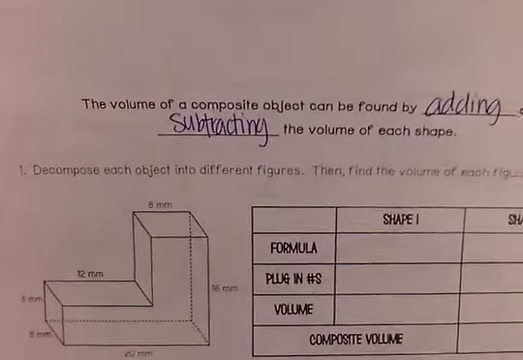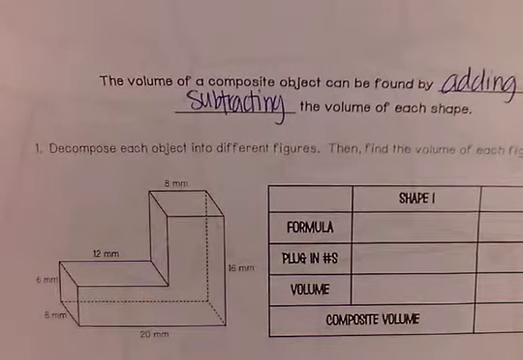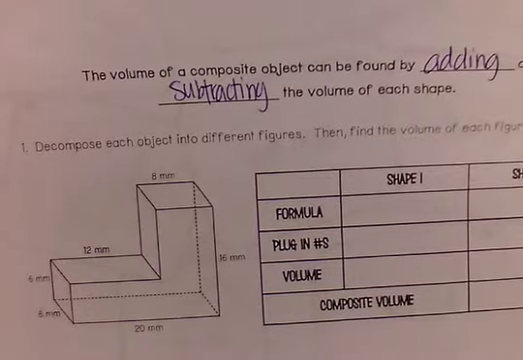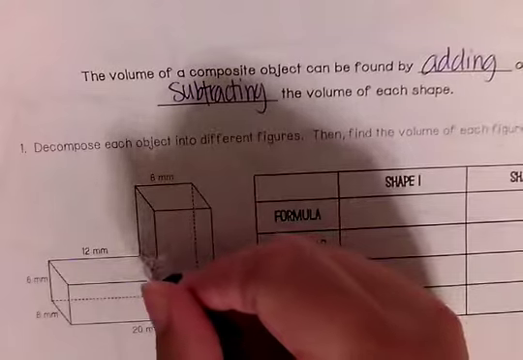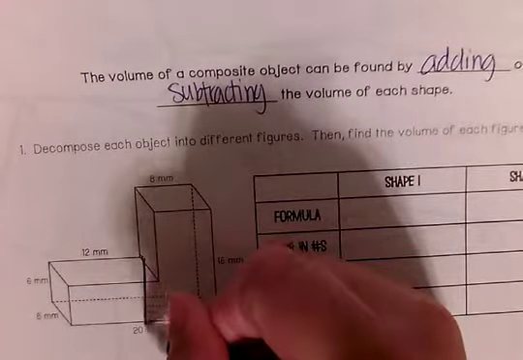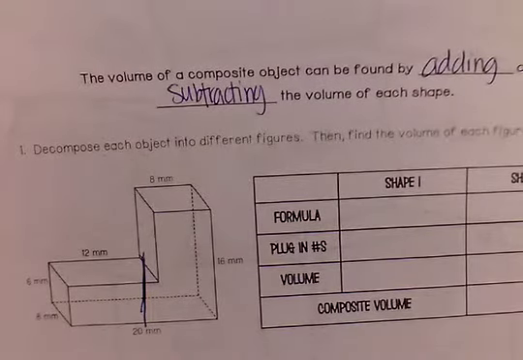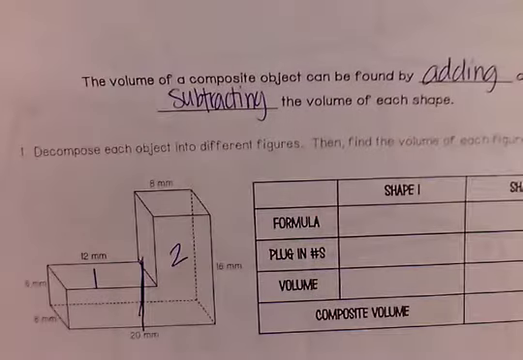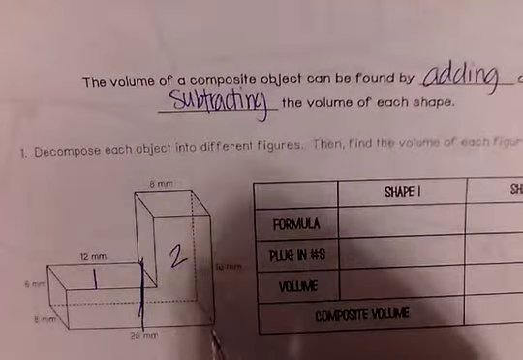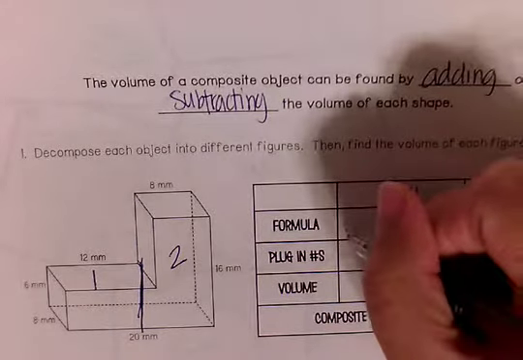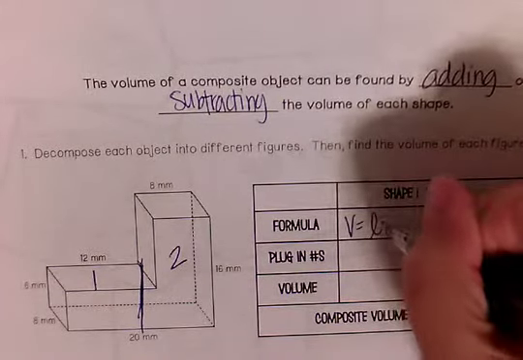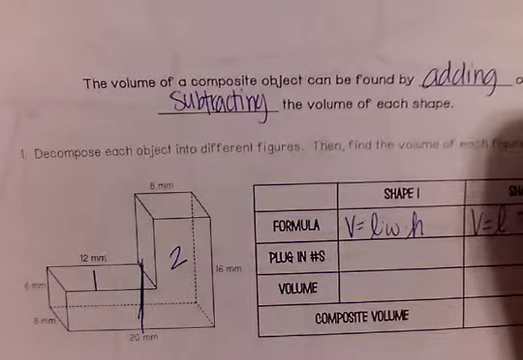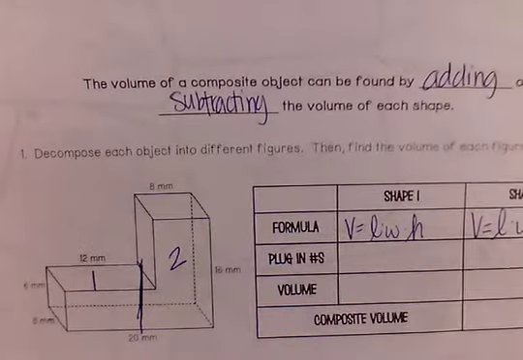So it says decompose each object into different figures and then find the volume of each figure. So you can cut this however you'd like. I'm going to go ahead and cut it like this. So we're going to make this shape 1, this is shape 2. They're both rectangular prisms, so they're both going to have a volume of length times width times height.